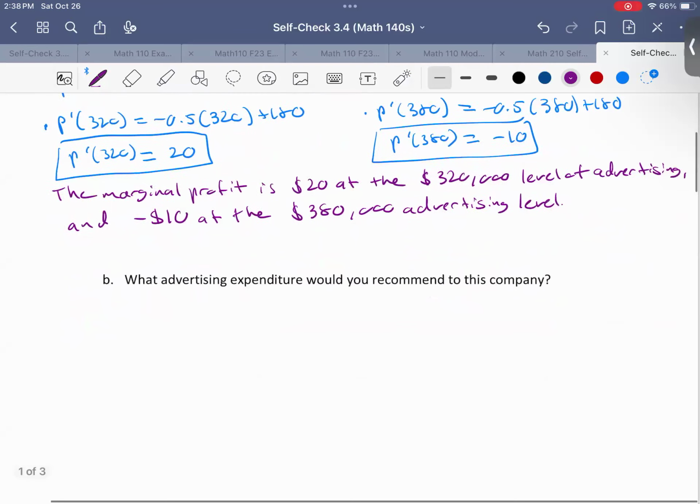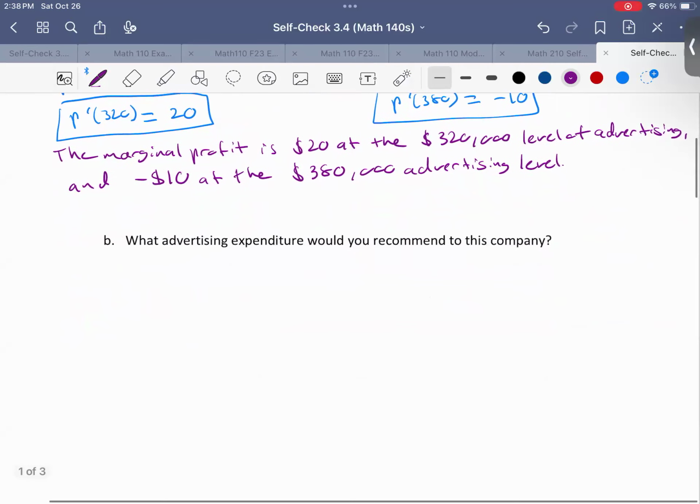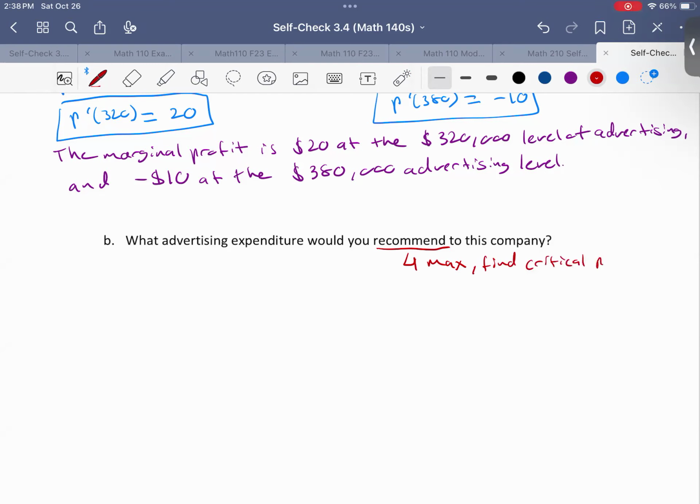So let's go ahead and look at number B though. What advertising expenditure would you recommend for this company? So to recommend something, right? That means you don't want to recommend something that won't give them the most amount of profit. I want to recommend something that's going to give them the most amount of money. So I want to recommend the max. So I need to find that critical point. Okay, so critical point is the derivative set equal to 0.